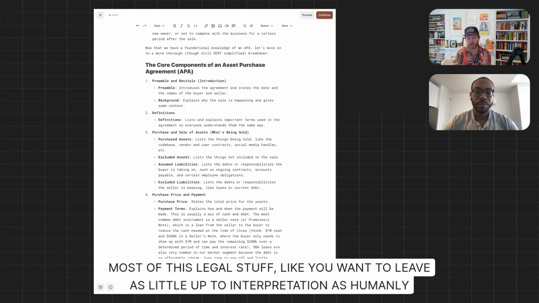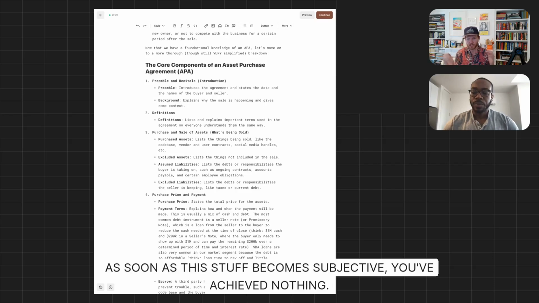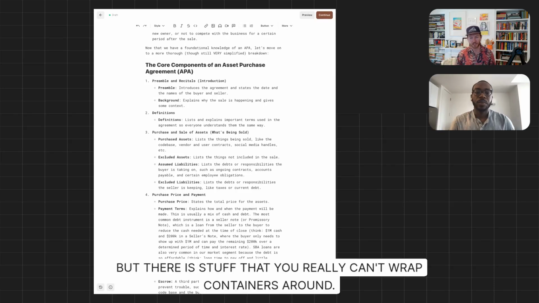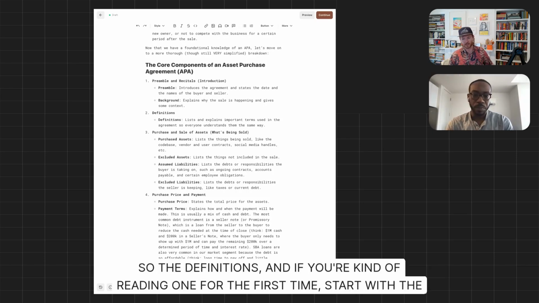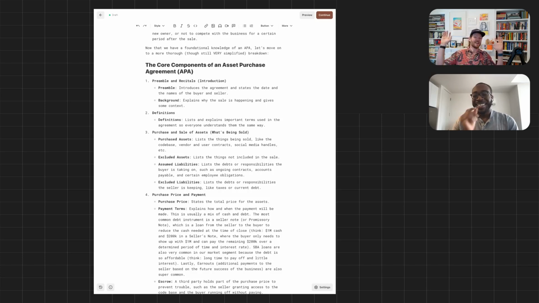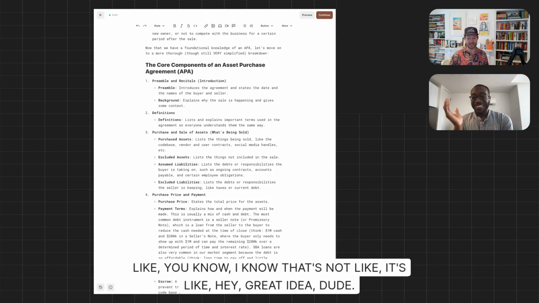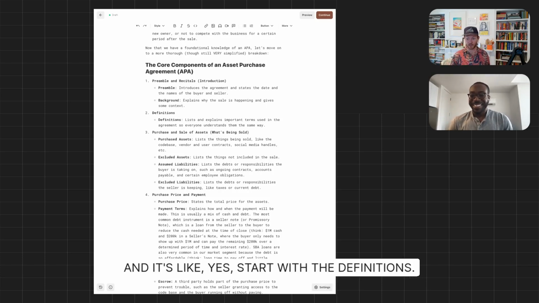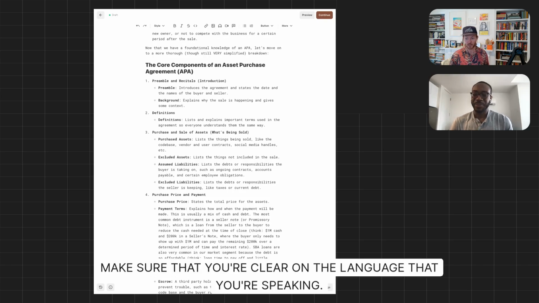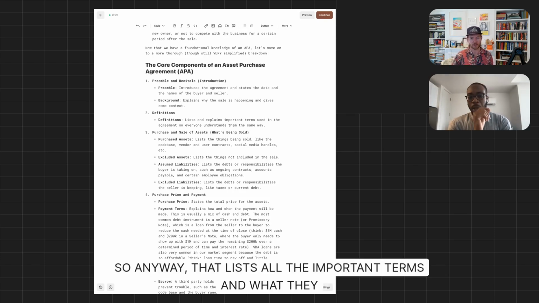And most of this legal stuff, you want to leave as little up to interpretation as humanly possible. Yep. As soon as this stuff becomes subjective, you've achieved nothing. But there is stuff that you really can't wrap containers around. Yeah. So the definitions, and if you're reading one for the first time, start with the definitions. I know that's not like, hey, great idea, dude. And it's like, yes, start with the definitions. Make sure that you're clear on the language that you're speaking. Yep. So anyway, that lists all the important terms and what they mean.